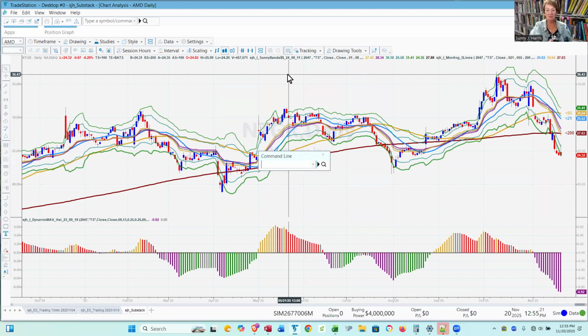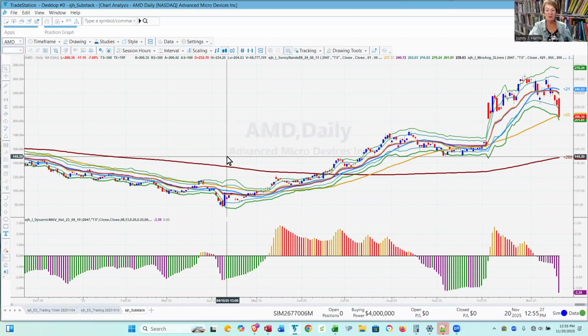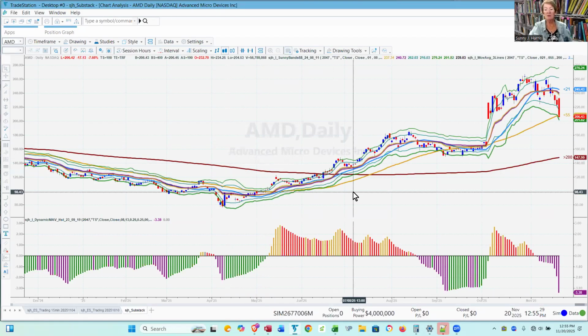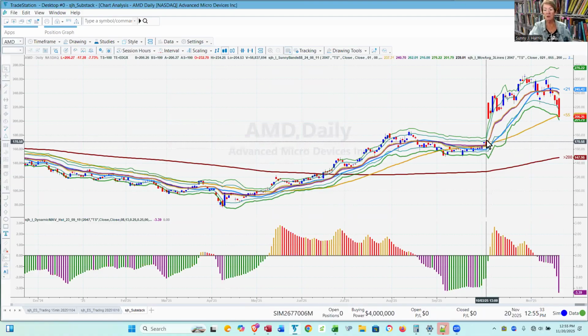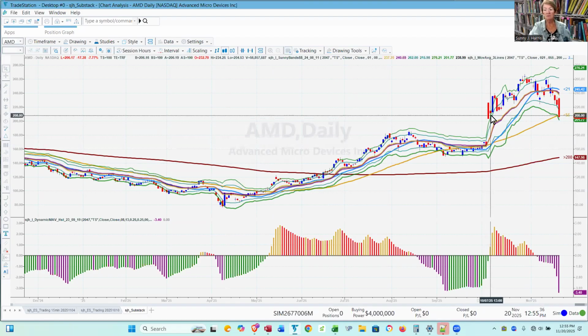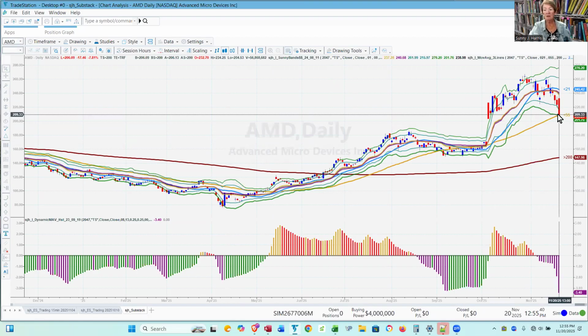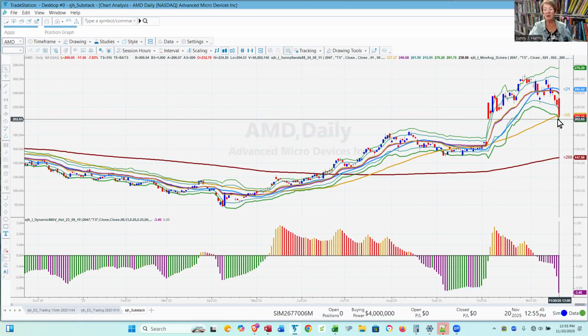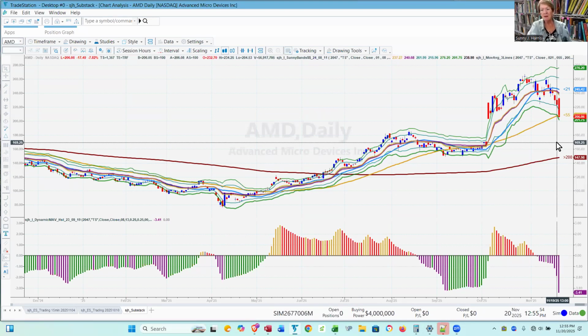AMD. Advanced Micro Devices. Oh, that's it. So is it going to fill this gap, people? Probably. So we're right down near the top of that gap. So the attractor's right here, and 202, and it's likely to drop to 189. I think that's what that says.